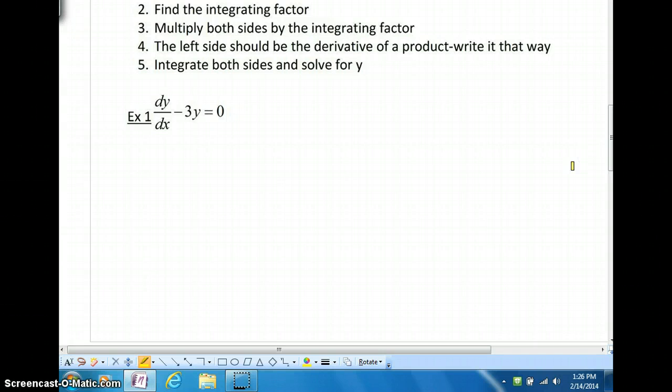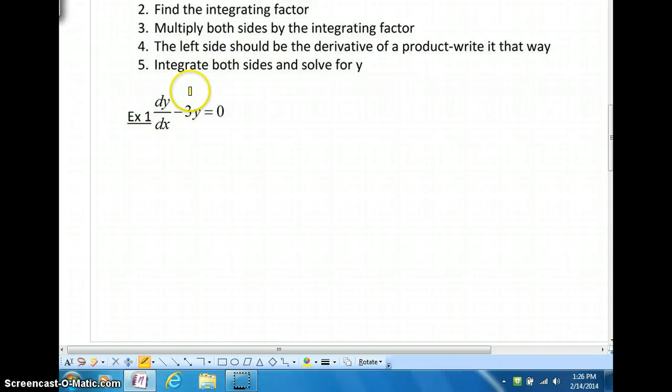Here's example 1. Here's my first question for you. Is this homogeneous or non-homogeneous? Homogeneous, of course. We're equal to 0. So is this in standard form, by the way? Yes, it is. Delightfully so. We don't have anything to do.